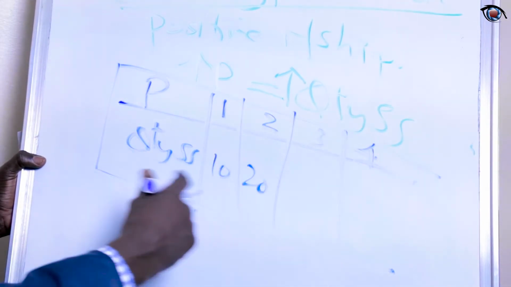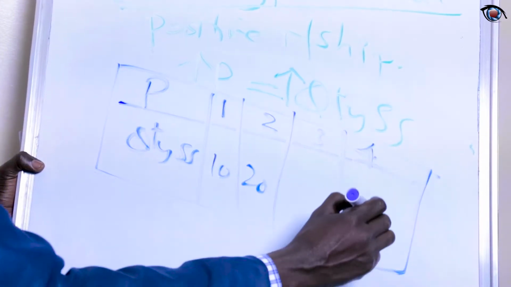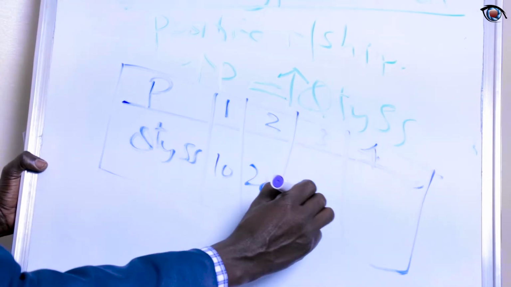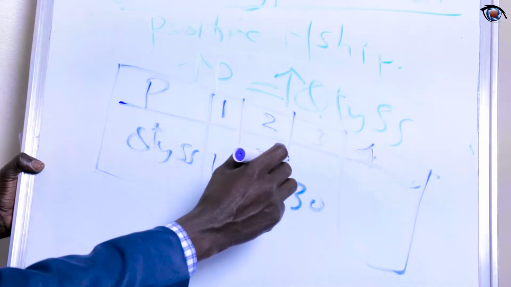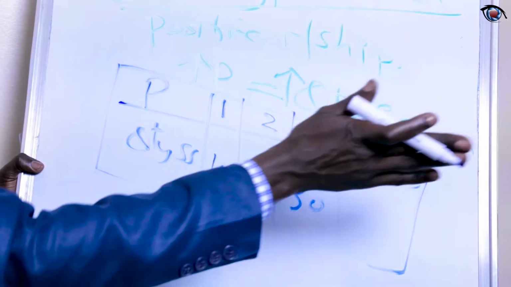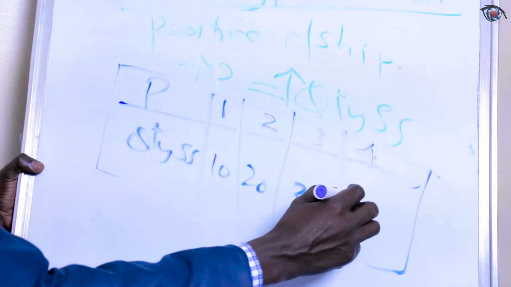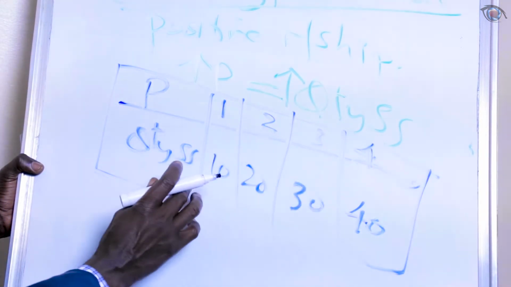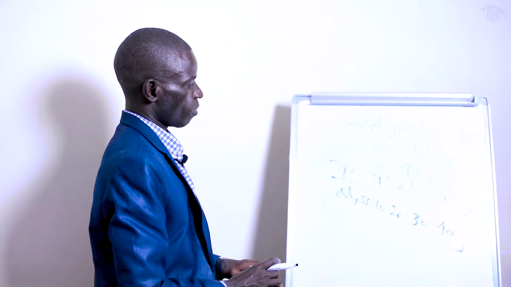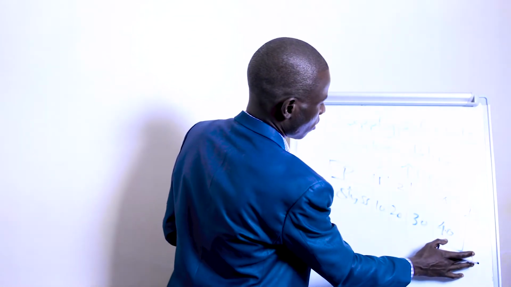Now this will be a double increase. When the price increases to 3, quantity supplied goes to 30. It shows a progressive increase. When the price is increasing to 4, the quantity supplied goes to 40. So you can see from the schedule that as the price increases, the quantity supplied also increases.